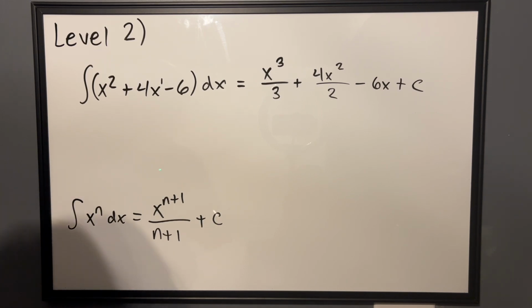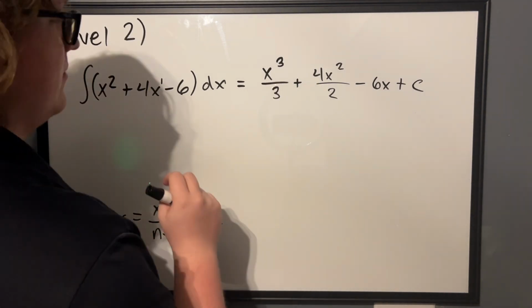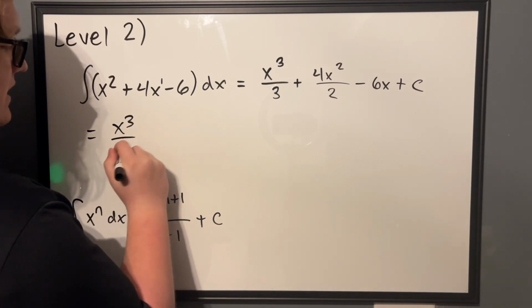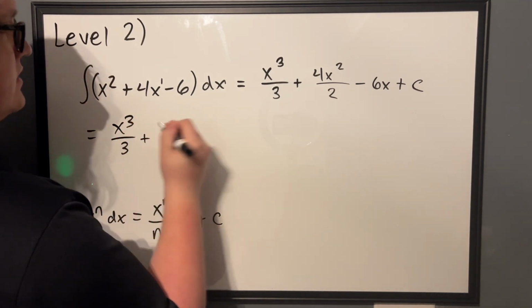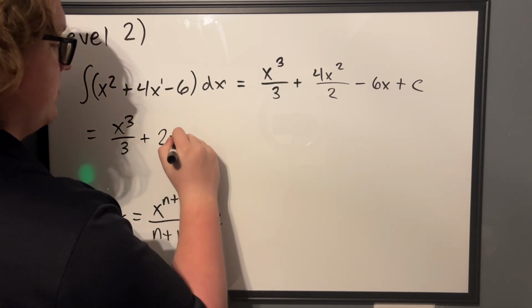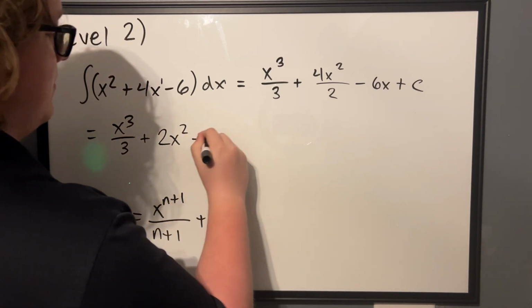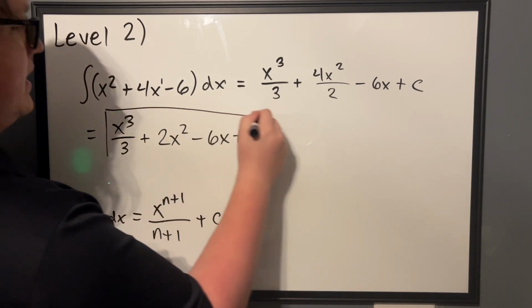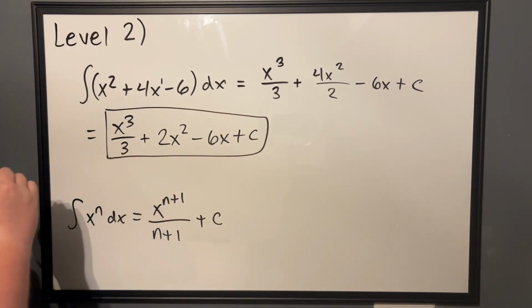Now, we're not going to call it there because this term right here can be simplified. So we're going to have x cubed over 3. That one isn't going to be able to simplify. Plus, this one we can simplify the constants. We have 4 divided by 2, which is 2x squared. And then we have minus 6x plus c. And that right there will be our answer for level 2.